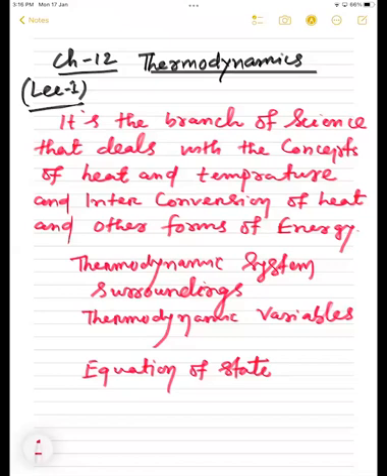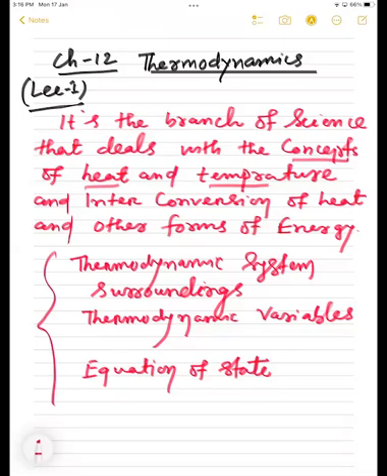So it's a branch of science that deals with the concept of heat, right? Temperature, how heat and temperature are getting converted, right? Interconversion of heat and other forms of energy. So there are some words that we're going to learn in this chapter, like thermodynamic system. Thermodynamic system means what?